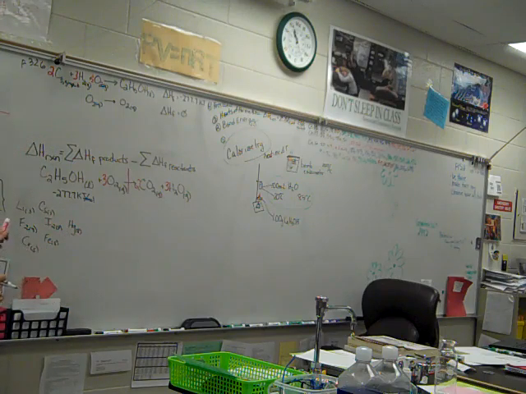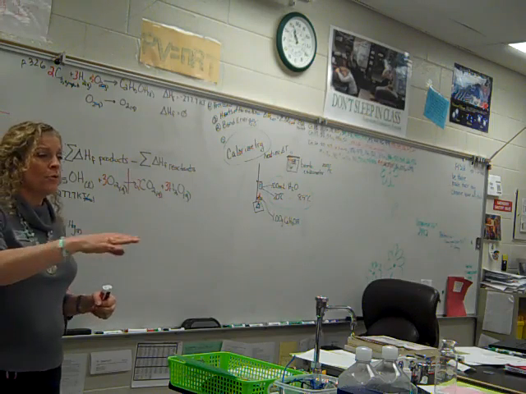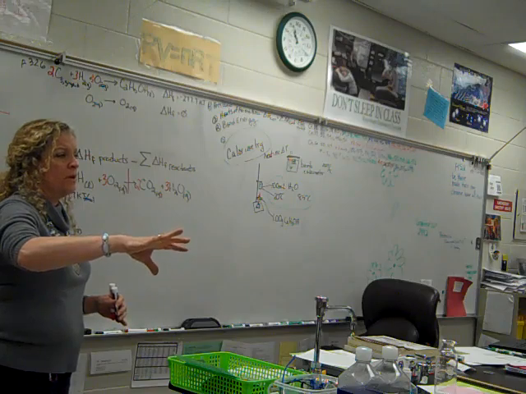What do you guys notice about all of these, and we could find more examples? They're all elements in their most stable form, right? Anytime you have to look up the delta H for an element in its most stable form, it's going to be 0. That's a very good thing to know because you're not expected to memorize these numbers, just to use them.